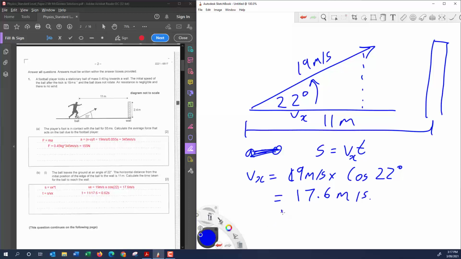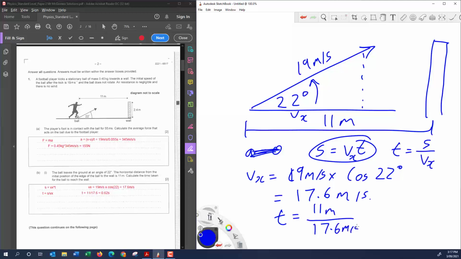So then the distance is going to be the 11 meters. So I've got to rearrange this equation for time. So time equals s divided by Vx. Divided by 17.6 meters per second, so that is 0.62 seconds. And that's the answer that I got for that one there. I would assume that 1 point goes for doing your vectors and finding that x component of v, and the second point goes for finding t there.